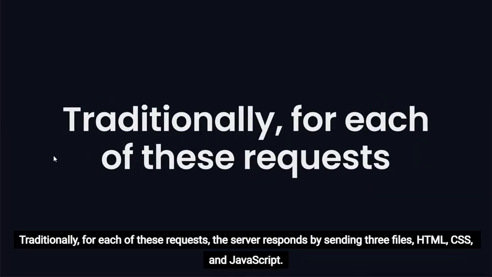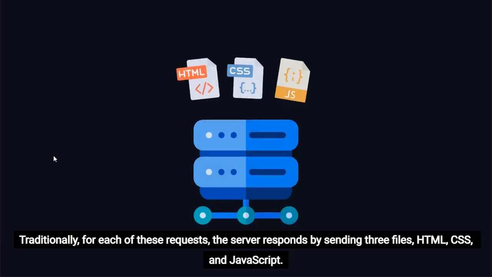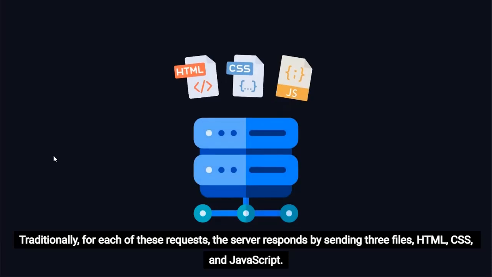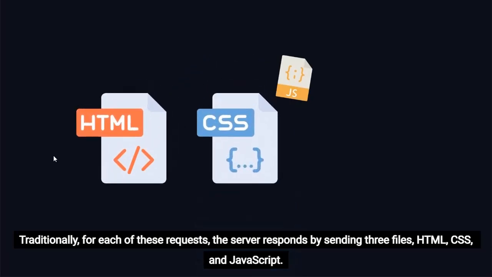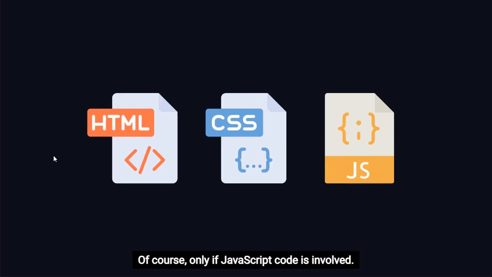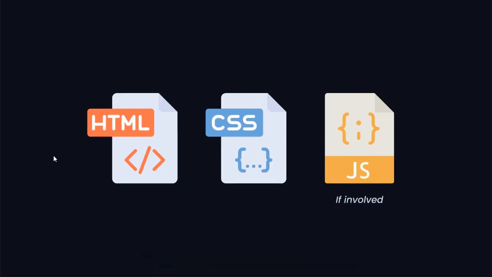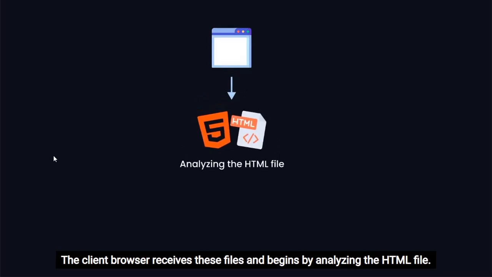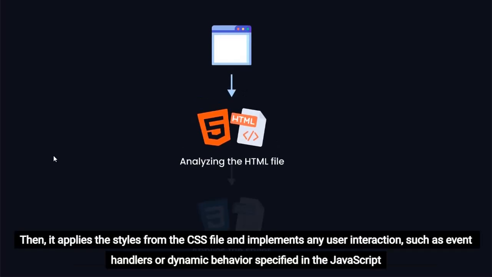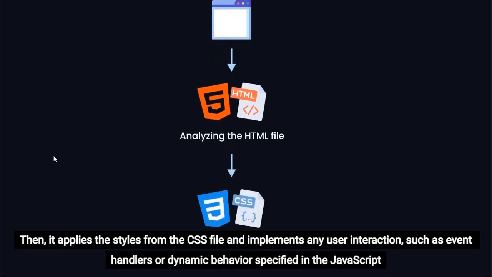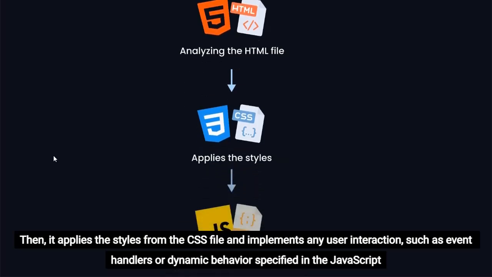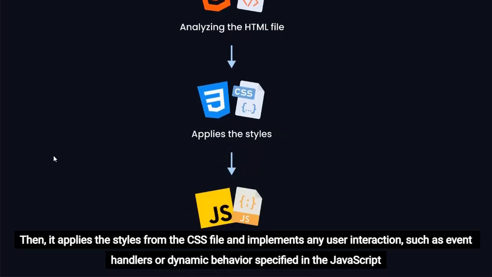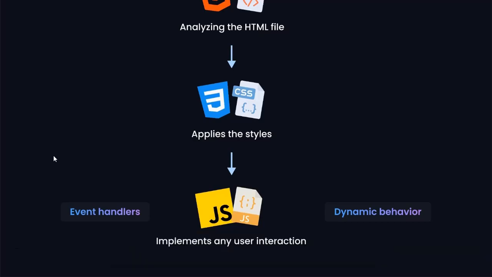Traditionally, for each of these requests, the server responds by sending 3 files: HTML, CSS, and JavaScript. Of course, only if JavaScript code is involved. The client browser receives these files and begins by analyzing the HTML file. Then, it applies the styles from the CSS file and implements any user interaction, such as event handlers or dynamic behavior specified in the JavaScript file on the web page.